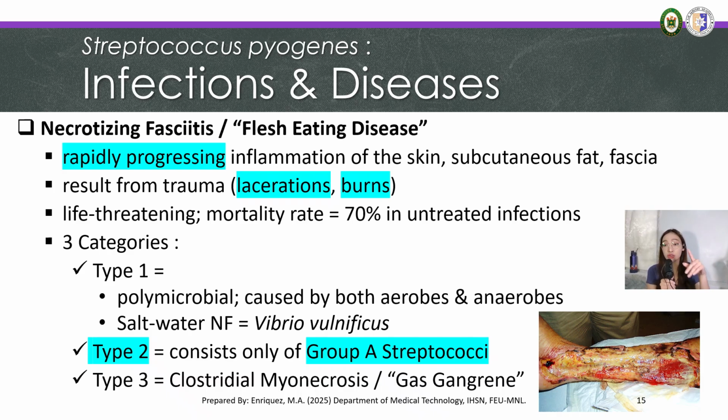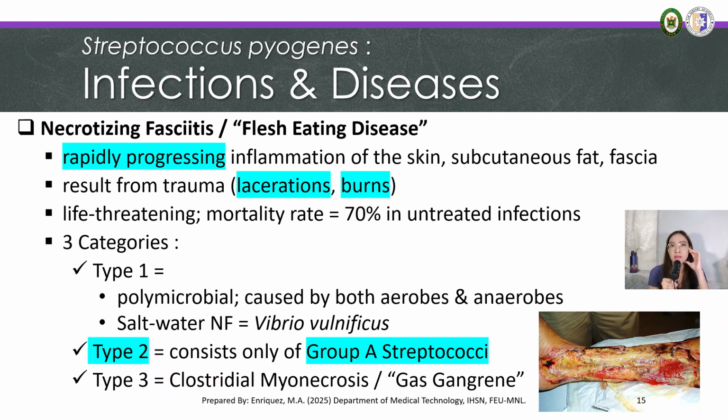All right. So here's what you need to remember regarding the clinical manifestations of necrotizing fasciitis. Most of the time, the progression is very fast. Within a few hours or within a few days, nagpo-progress po or nag-expand yung infection. And usually, intravenous antibiotics may not be enough to treat this infection. Dahil minsan po, mas mabilis na kumikilos yung infection kesa sa tumatalab yung antibiotics. So madalas po, pinagsasabay na rin yung IV antibiotics and debridement.